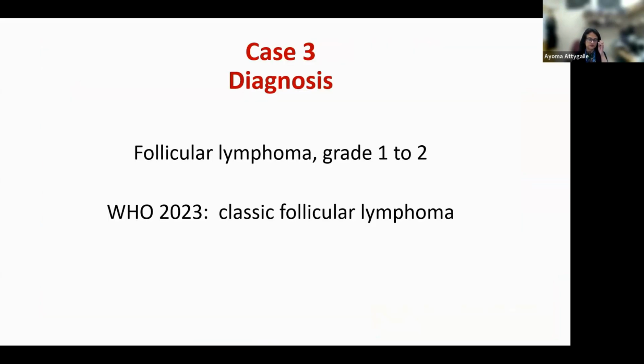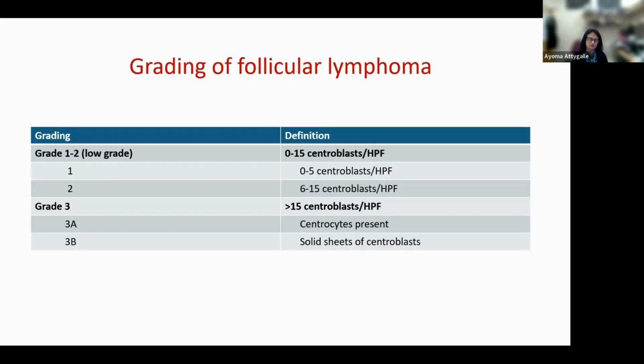The WHO 2023 classification does not require you to grade follicular lymphoma as grade 1, 2, and 3A. So you can just refer to this as classic follicular lymphoma. But I guess it depends on what your clinician would want. So, grading of follicular lymphoma: we know that grades 1 to 2 are considered low grade, and should have up to 15 centroblasts per high power field.